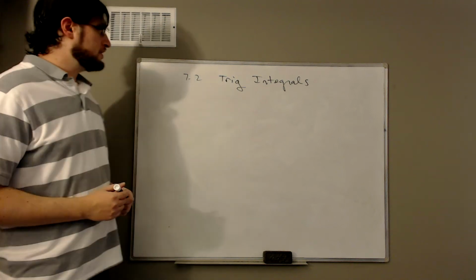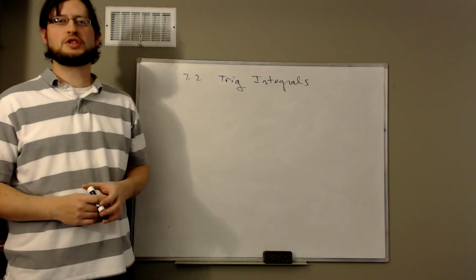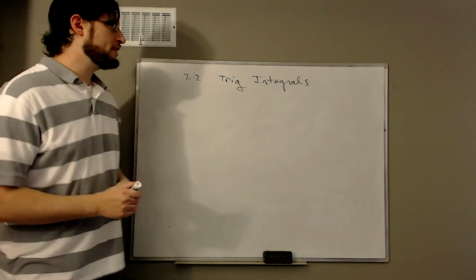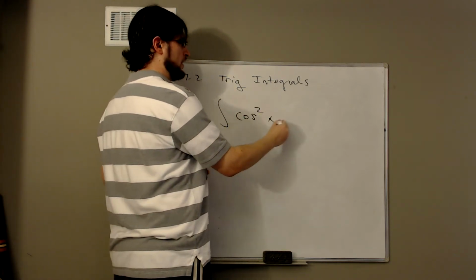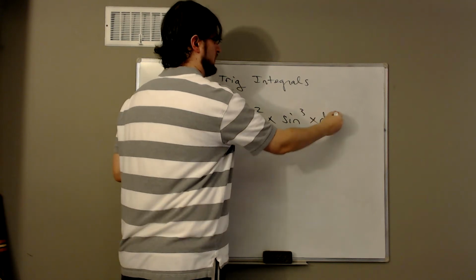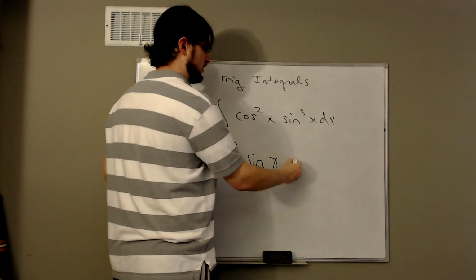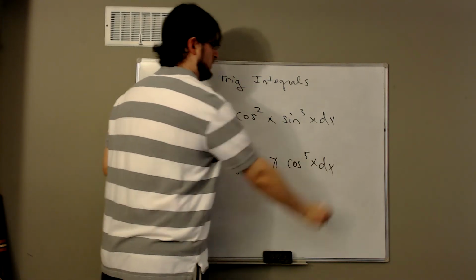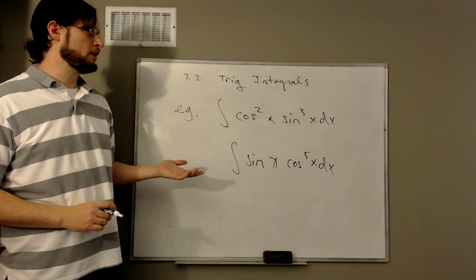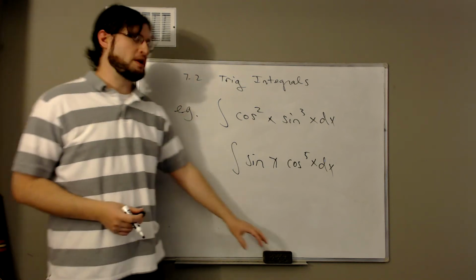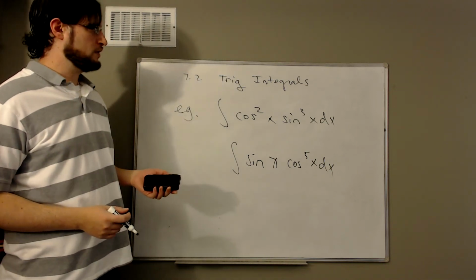All right, today we're going to look at section 7.2, some trig integrals. This is different than trig substitutions. They are different things. When I say trig integrals, I mean looking at integrals of the form cosine squared x sine cubed x dx, or sine x cosine to the fifth x, or different variations of sines and cosines, and later we'll look at some which aren't just sines and cosines, maybe have some tangents or cosecants or other versions of trig functions.